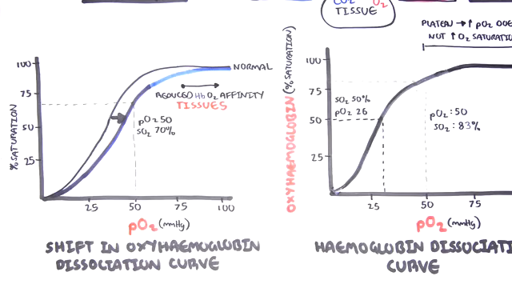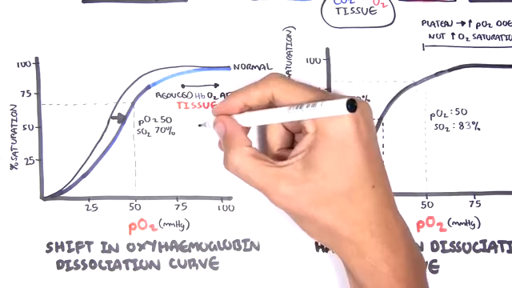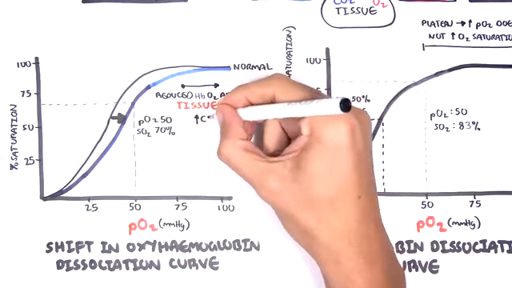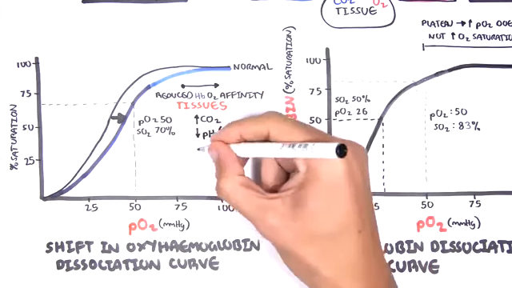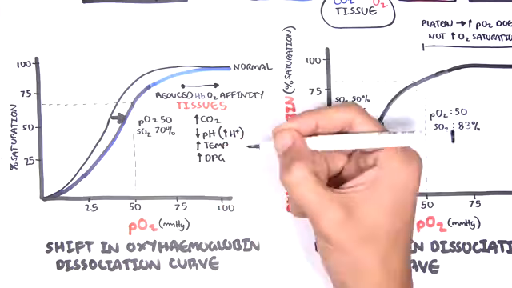Things that cause this to happen include an increase in carbon dioxide, which really means a decrease in pH. Other things that cause the shift to happen include an increase in temperature and an increase in DPG or BPG.